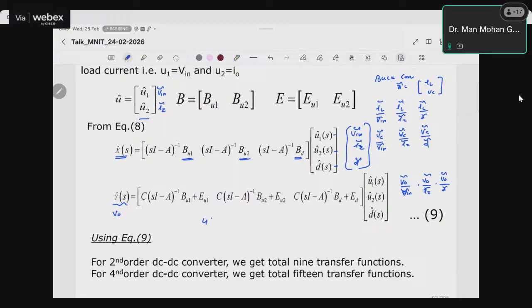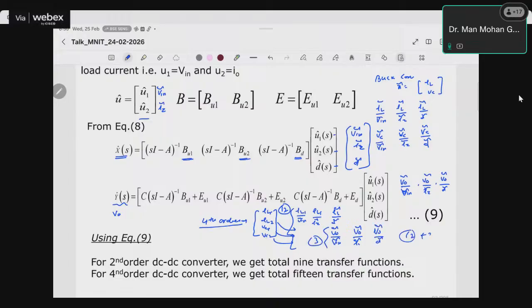Similarly, if it is a fourth order converter, let's say I have IL1, IL2, VC1, VC2, then how many transfer functions can I get? IL1 upon V in, IL1 upon IZ, IL1 upon D: 3 transfer functions. Similarly, 3 for each of the others, so total 3 into 4, that is 12. And then for output, V output upon V input, V output upon IZ, and V output upon D, 3 more. So 12 plus 3, it means 15 transfer functions I can obtain, right?